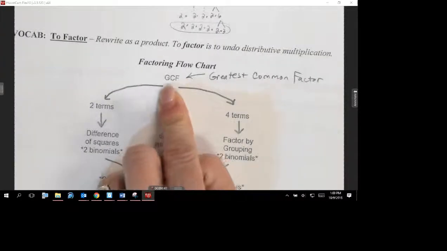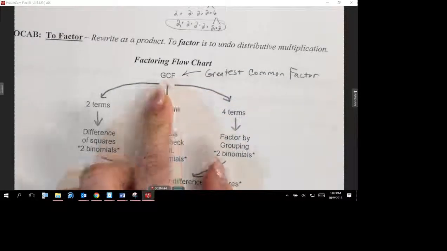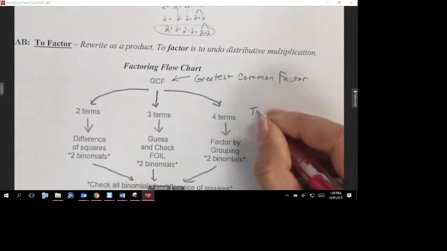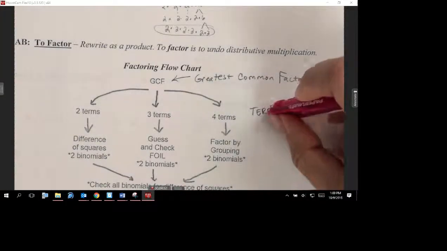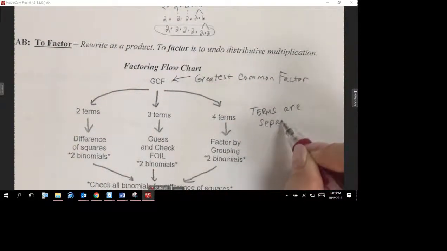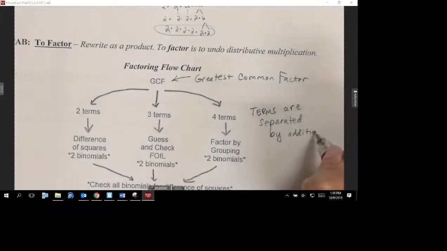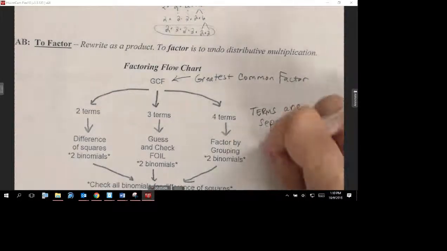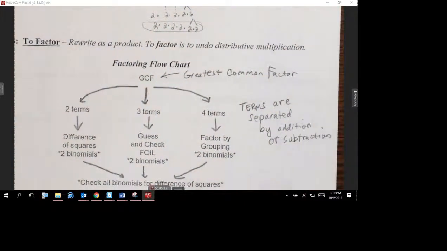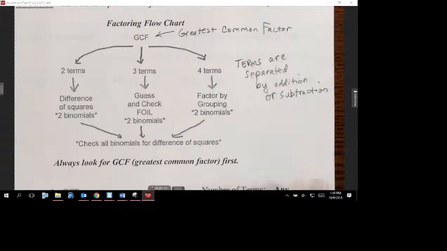After you factor out a greatest common factor, then you have to count how many terms there are. Terms are separated by addition or subtraction. Terms are separated by addition or subtraction. So you have to see how many terms there are.